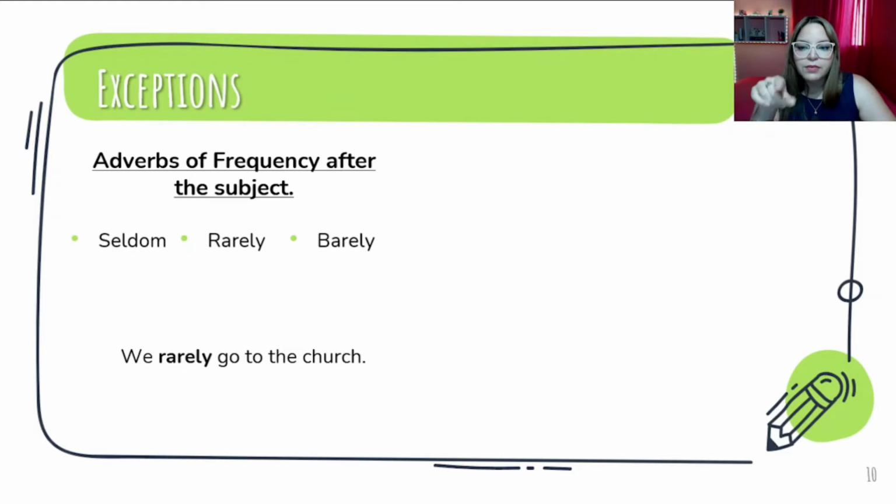For example, we rarely go to the church. This is a normal sentence. There is no special emphasis in this example. Why? Because for this to be emphasized, we should write the adverb of frequency at the very beginning. So here we have we, that is our subject. Then we have rarely, which is our adverb of frequency. And it is not at the very beginning. So no inversion.